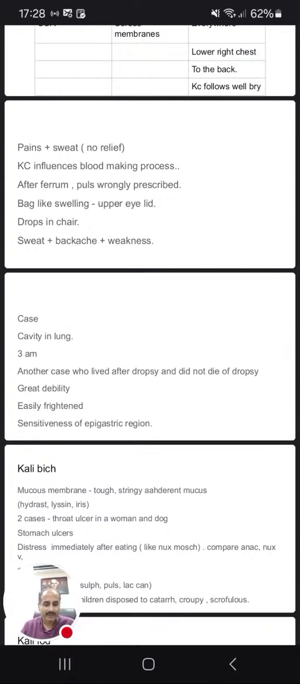Next, he gives a very nice case of how there was a cavity in the lungs, and how Kali Carb helped the case. You should go and read about this particular case. And then consequently, he gives another similar case where there was a lot of dropsy. The patient was supposed to die because of that dropsy, but he lived for another 20-30 years. He didn't die of dropsy, and Kali Carb was the remedy that helped him.